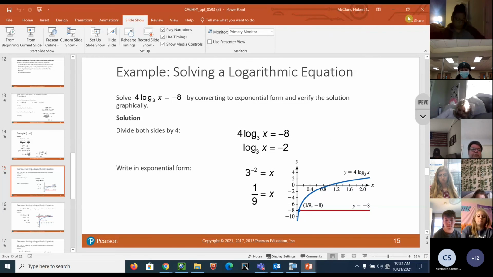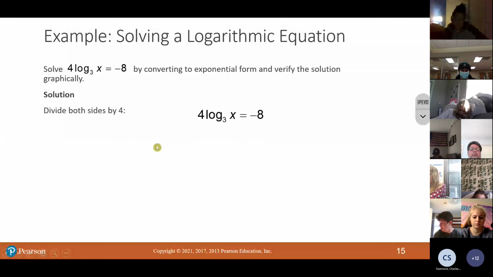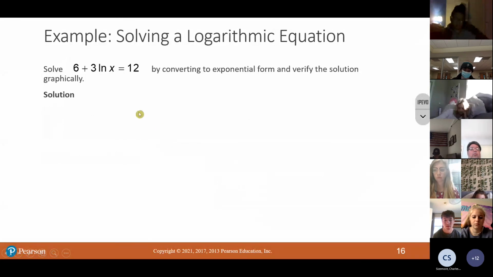So next, here's another one. I only care about you converting it. I don't really care about the graphing part. 6 plus 3 natural log of x is equal to 12. All right, do that one.